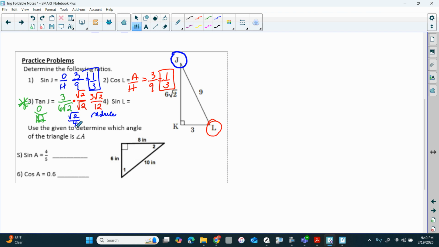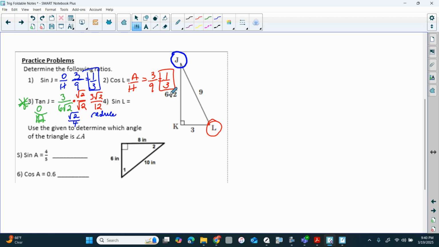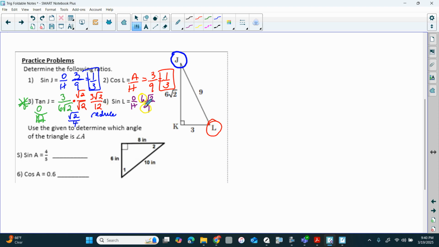So if I'm doing the sine of L, sine is opposite. So the opposite of L is the 6 root 2, and we're doing opposite over hypotenuse, which is 9. Just so we recognize, 6 and 9 are outside, those can be reduced. We have 3 in common, so this would turn into 2 root 2 over 3. And we can leave it like that because we don't have a radical on the bottom.